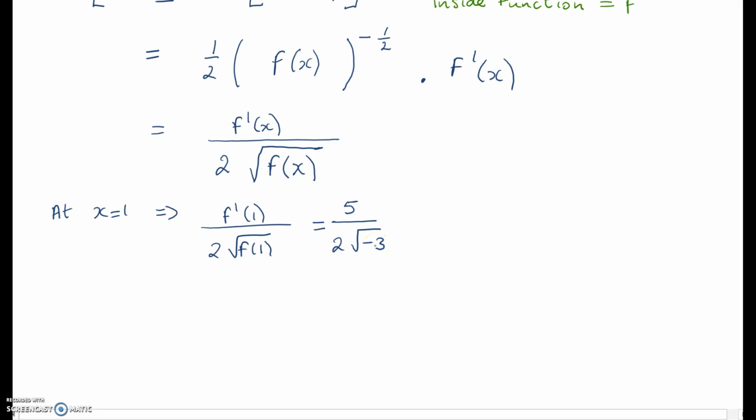So we got 5 over 2 times the square root of negative 3, but there's a problem there obviously, and that is you can't get the square root of negative 3. So here's our issue. Can't get the square root of negative 3, so our conclusion is that the derivative does not exist when x is equal to 1.